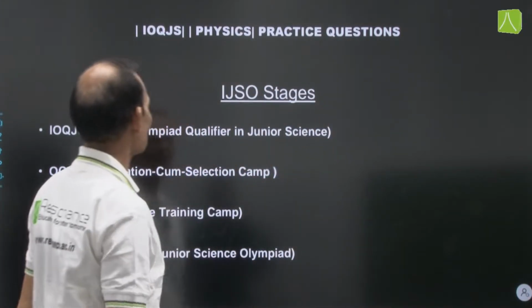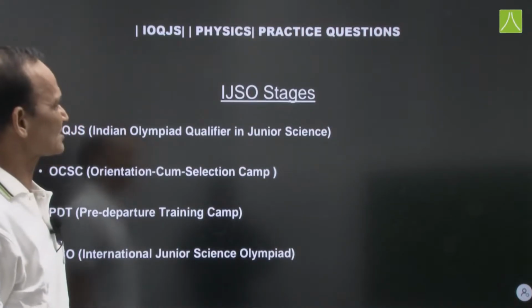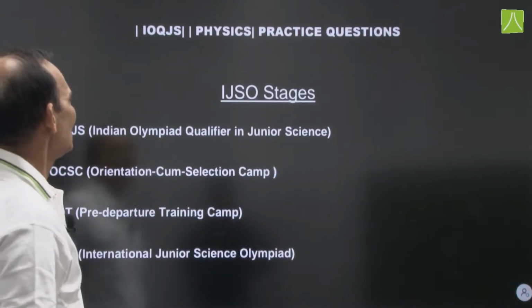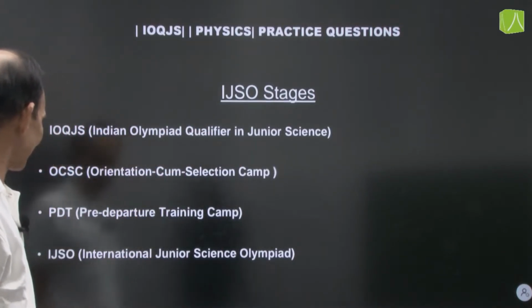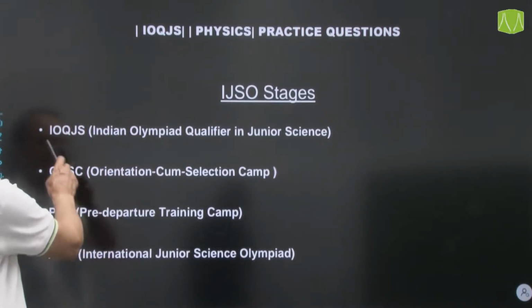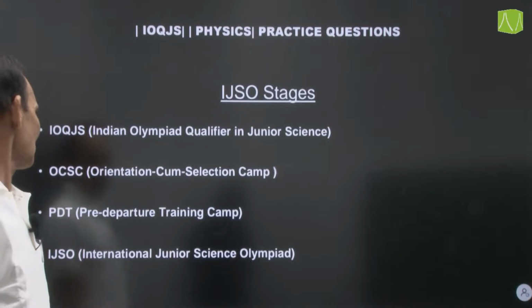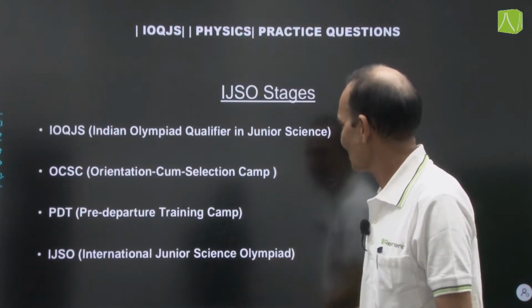Next, these are the stages of IJSO. In previous years before COVID-19, IJSO was held in 5 stages. Now one stage is reduced. There are only 4 stages. First stage is IOQJS, second is OCSC, third is PDT, and last is IJSO.